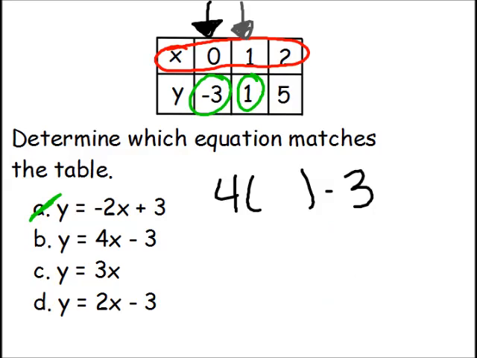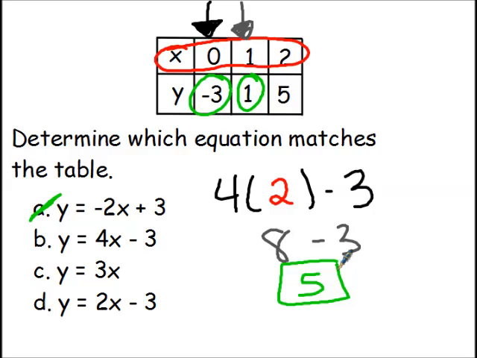So finally, we will check 2. 4 times 2 is 8, and 8 minus 3 is equal to 5. Once again, we have a match. So, because all 3 points match, when we put in the x value, we do see that the y value matches. Answer choice B will be correct.